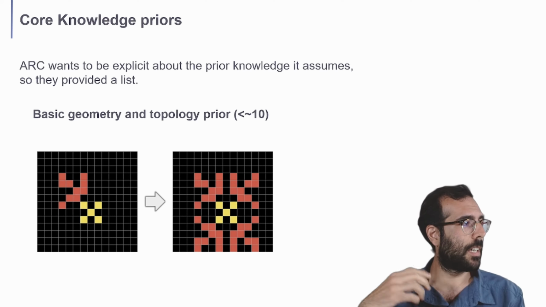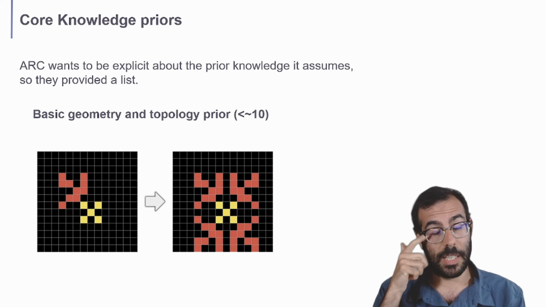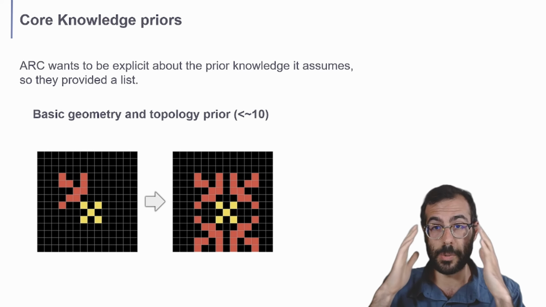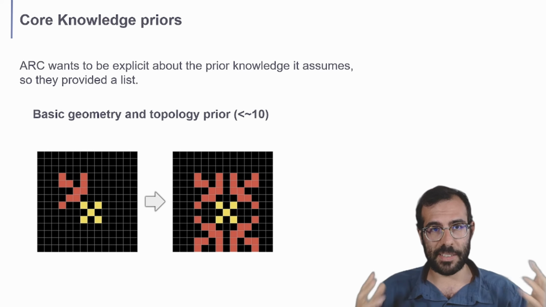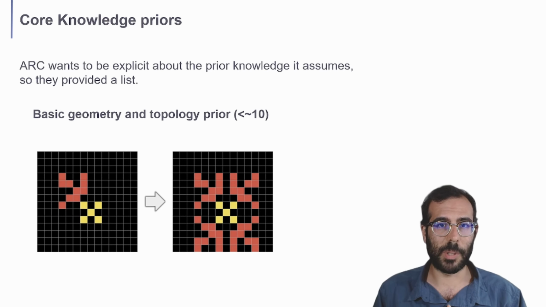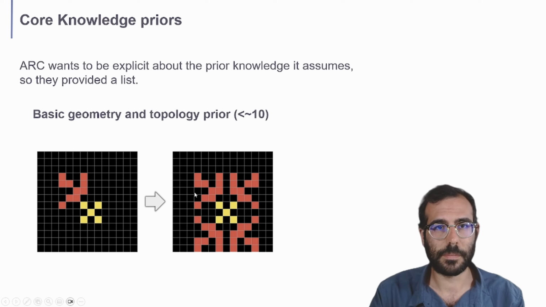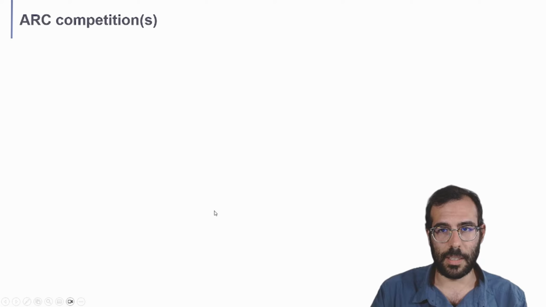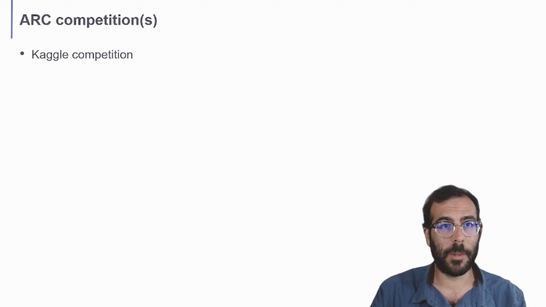And then you have basic geometry and topology priors. So your system should be able to understand basic geometry and topological properties of objects. Okay, so those were the priors that are given in the original paper.